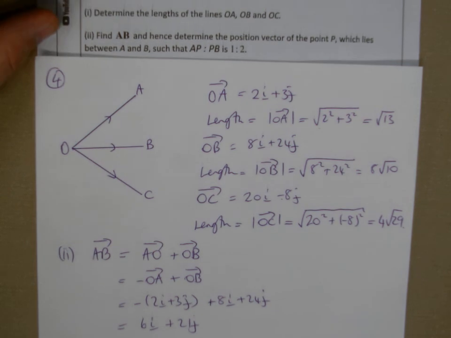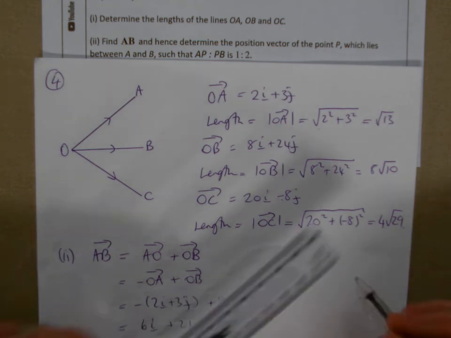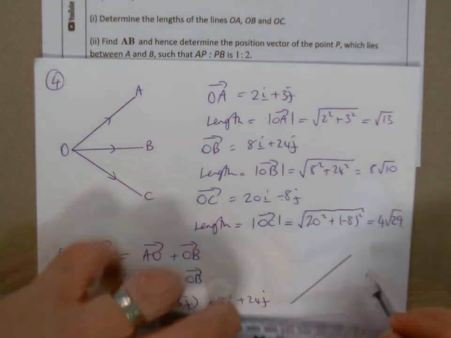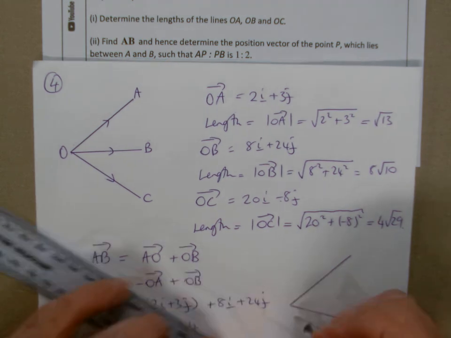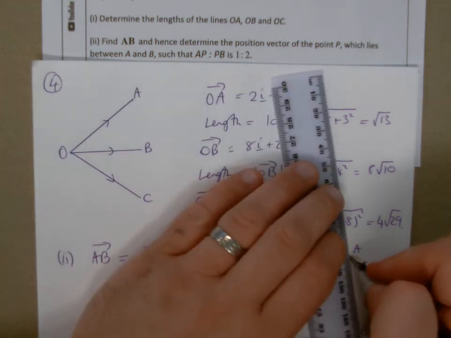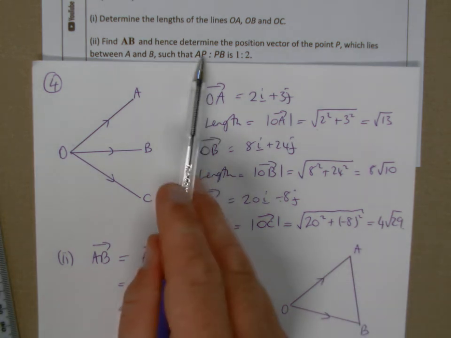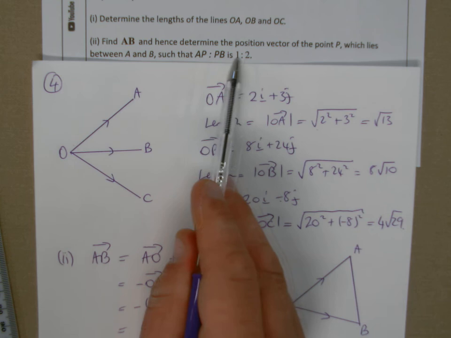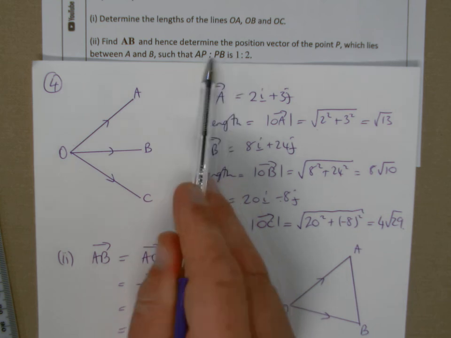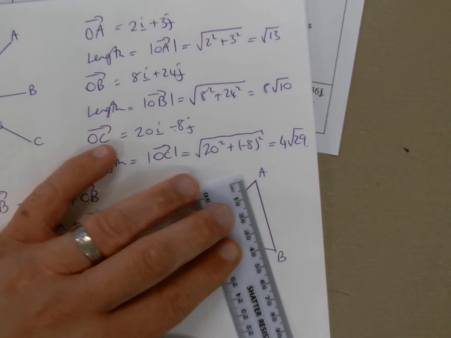Now, in the question, it says hence determine the position vector of the point P, which lies between A and B, such that AP to PB is 1 to 2. What I suggest you do here is another sketch. There's O, and there's A and there's B. Let's join A to B. Essentially, the point P is on the line AB in this ratio. So A to P would be 1 part, P to B would be 2 parts. So in total, there's 3 parts.